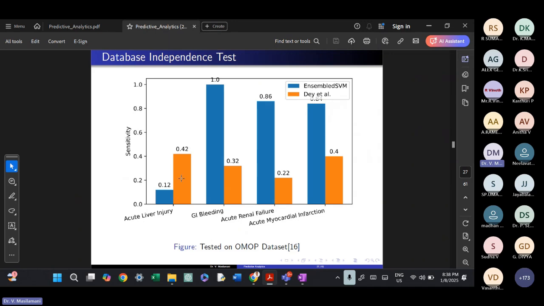The competing method is better than ours in terms of acute liver injury. But for the ADR bleeding, ours is doing better. For this also, ours is doing better. For this also, ours is doing better. Out of 4 ADRs, 3 are in our favor.